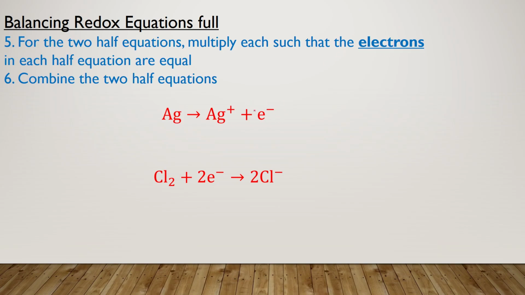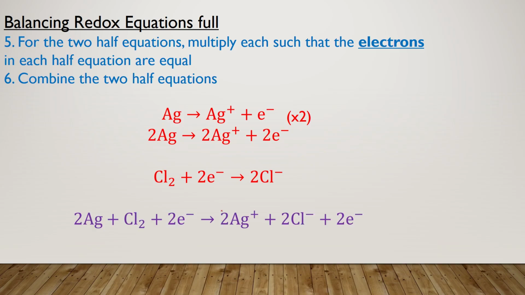So at the moment, we have 1 electron on the right-hand side for the silver, and 2 electrons on the left-hand side for chlorine. So what we need to do is times the whole equation of silver by 2, and we achieve a new half equation. Now we've got the same number of electrons on both sides. Then we just combine both equations together to form the full redox reaction.